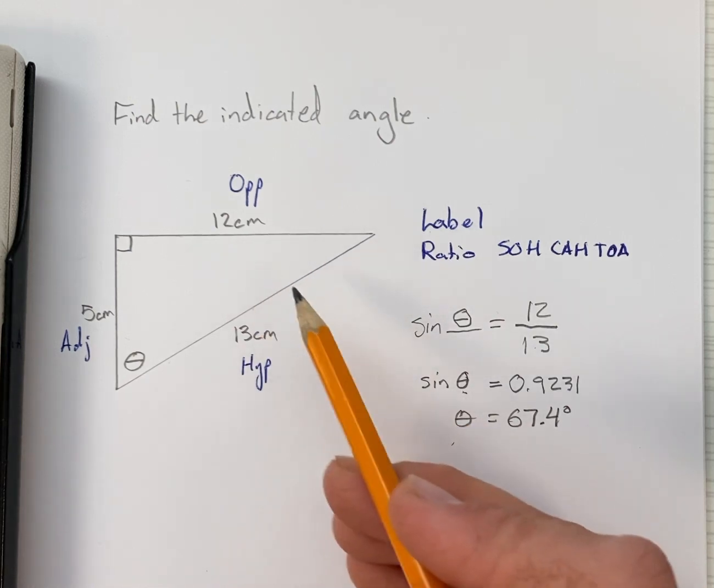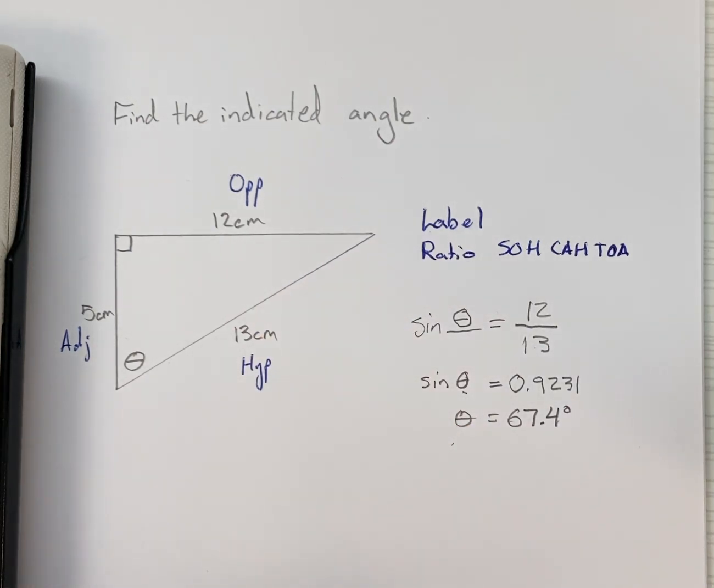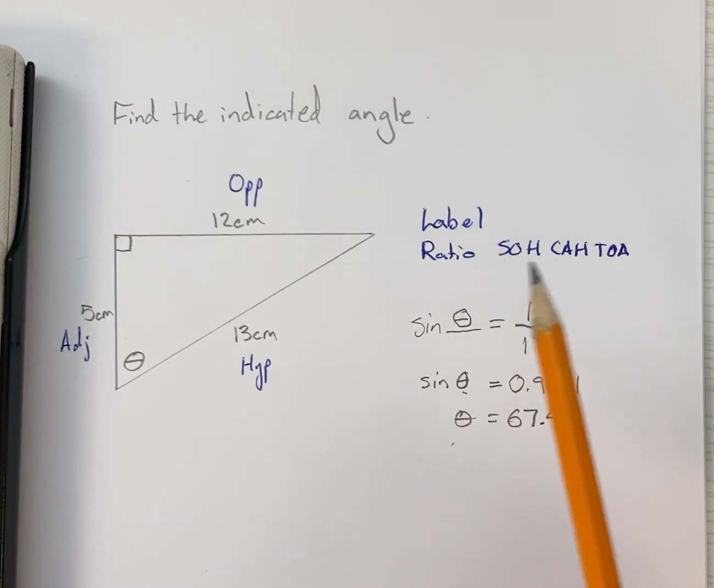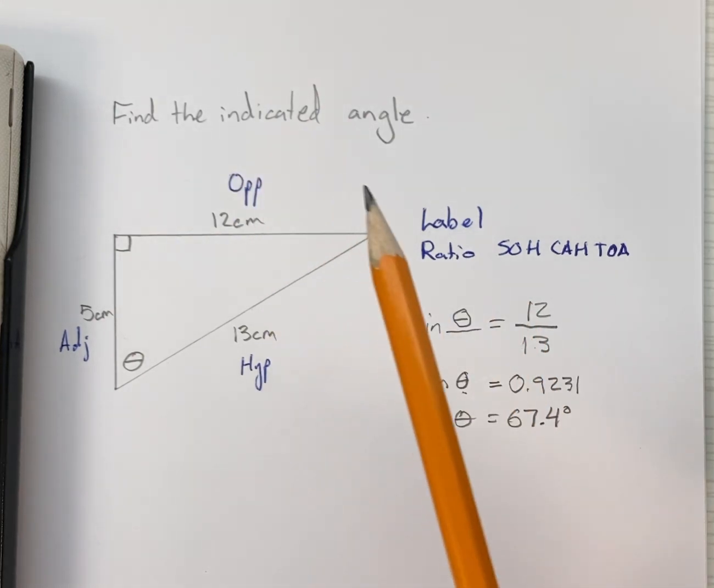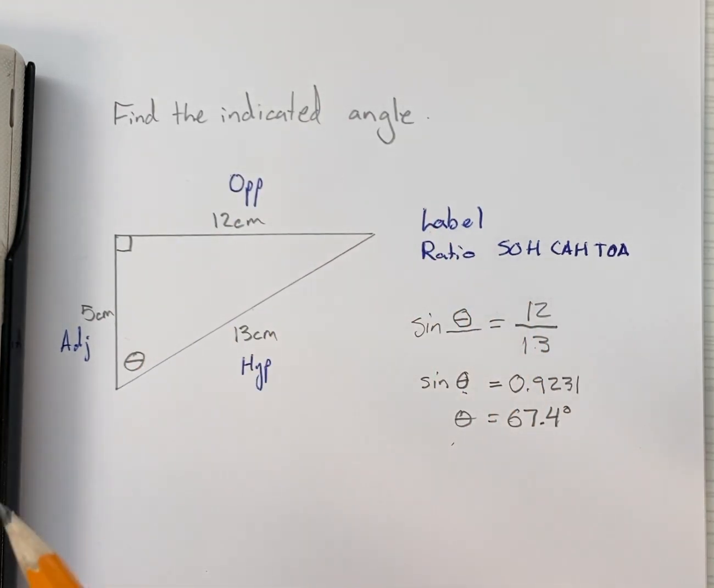Now, if you recall that all triangles have 180 degrees total, there's a very easy way to find this missing angle as well. But I'll leave that for another video when we talk about solving triangles. So that's how you use a trigonometry ratio to figure out an indicated angle, knowing the related sides.